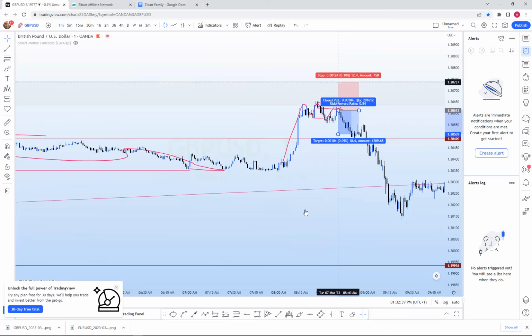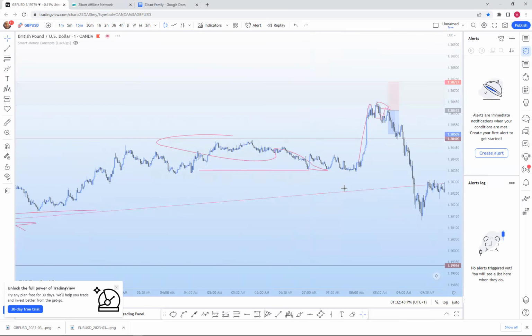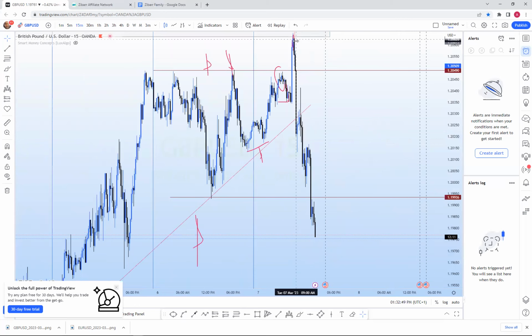And of course, what were we targeting? We were targeting all the external levels. Let me go down again. Okay, we're targeting all the external range liquidity that was lying below. We were targeting all the liquidity that was lying below that low.